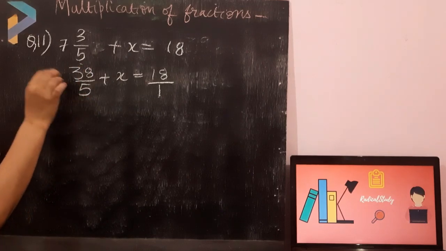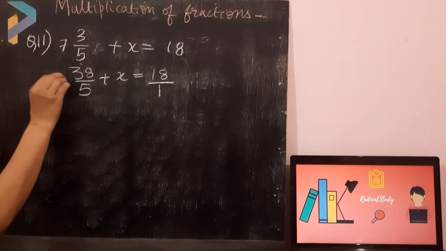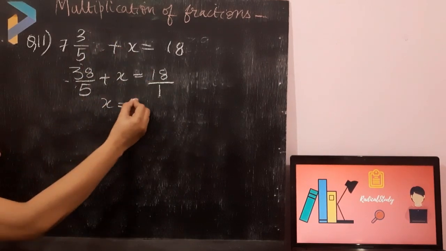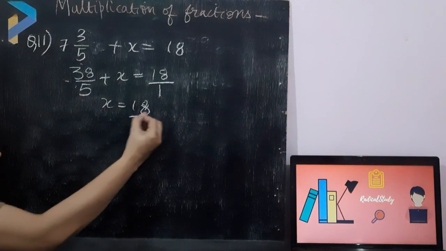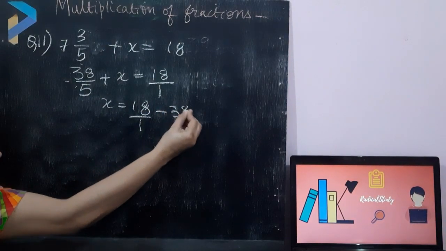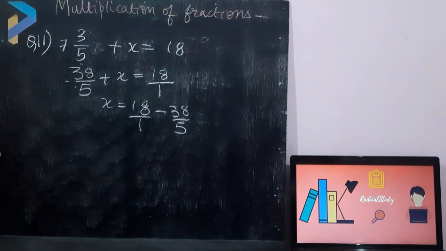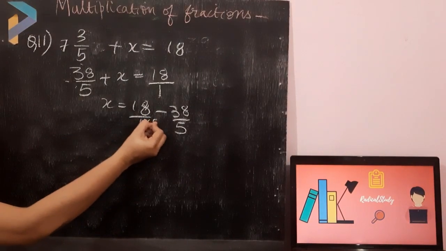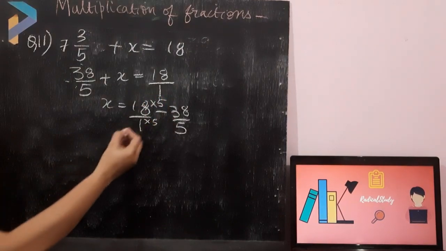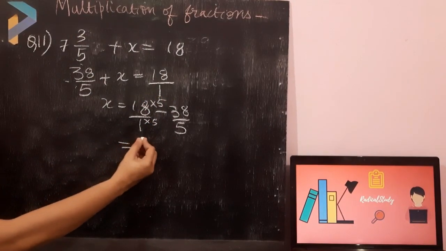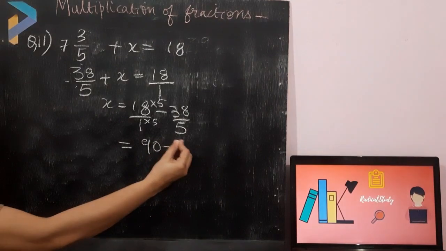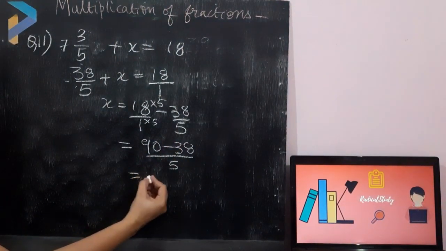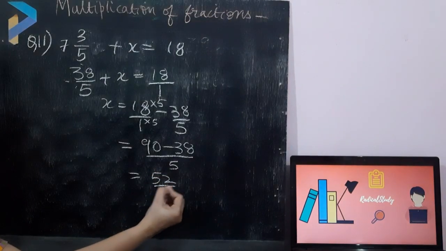So to find out the value of x, this 38 upon 5, as I have told you, there is no sign before it. So by default it is a positive sign. So when it goes to the right hand side, it will become negative. So we will subtract like this. Now what is the LCM of 1 and 5? The LCM of 1 and 5 is 5. So to make it 5, we have to multiply it with 5. 18 5s are 90. So 90 minus 38 upon 5. It will be 52 upon 5.